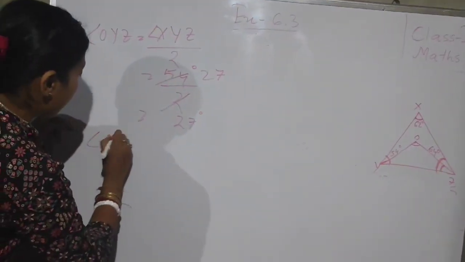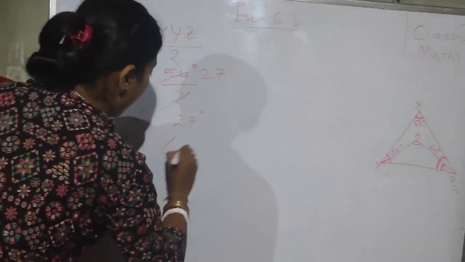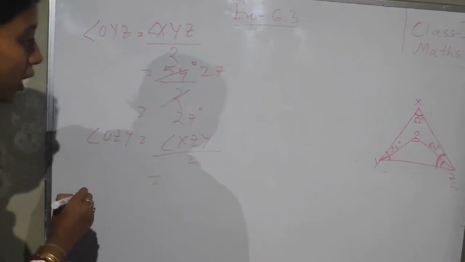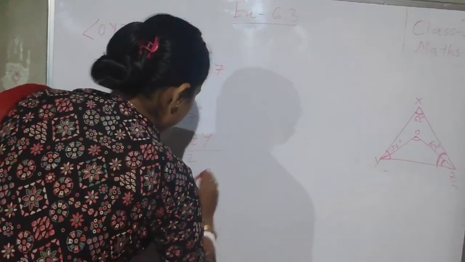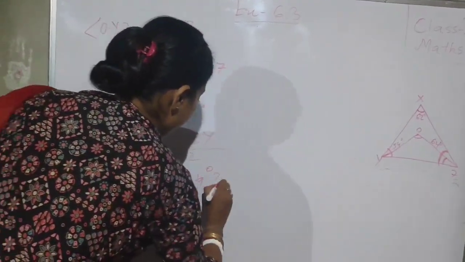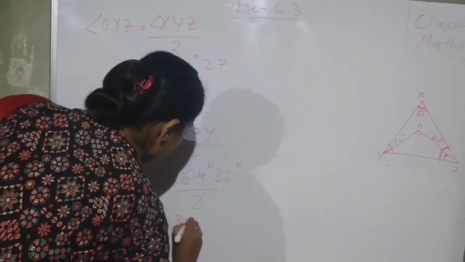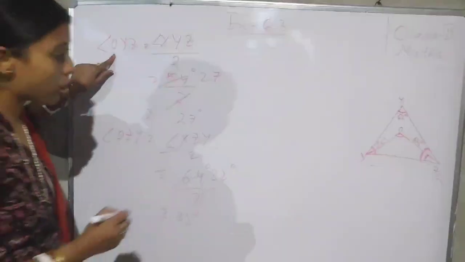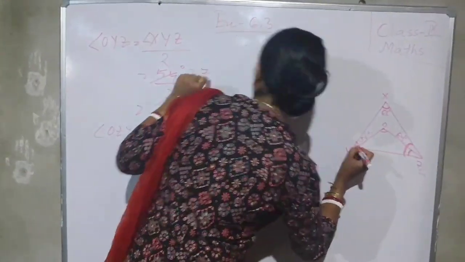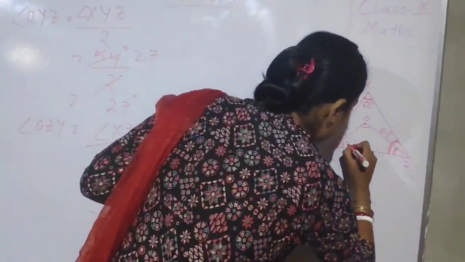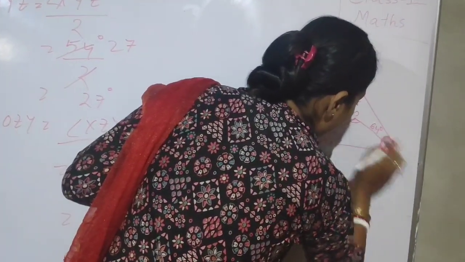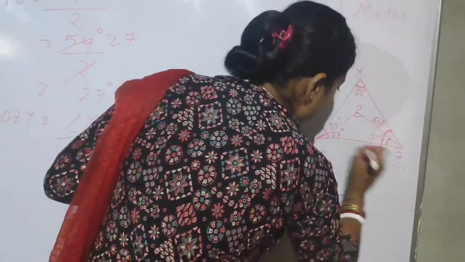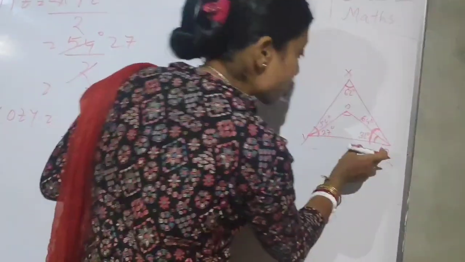And angle OZY will be equal to angle XZY divided by 2. So angle XZY is 64 degrees divided by 2, which is 32 degrees. Okay, so we have got angle OYZ is 27 degrees and angle OZY is 32 degrees. So now from this triangle we have got these angles.